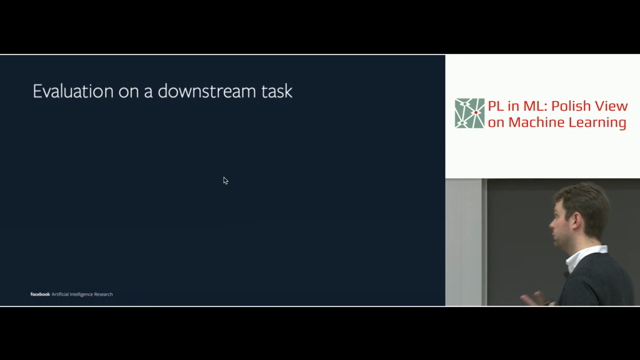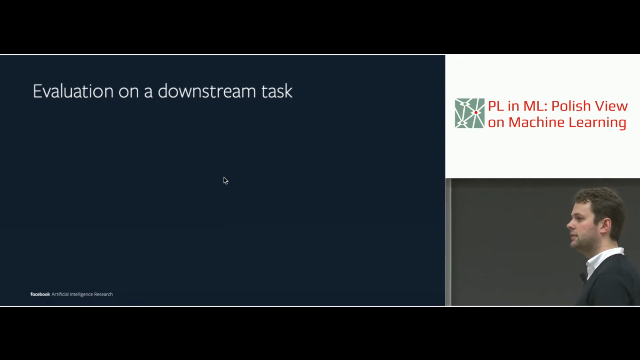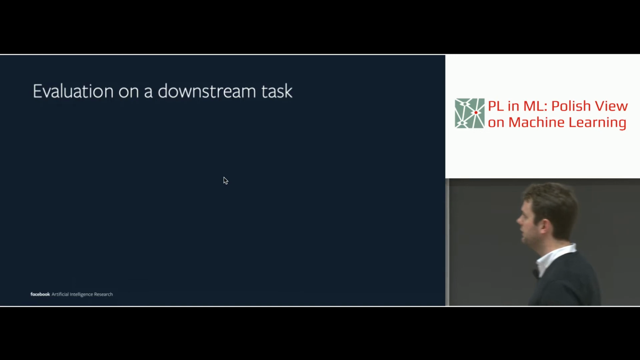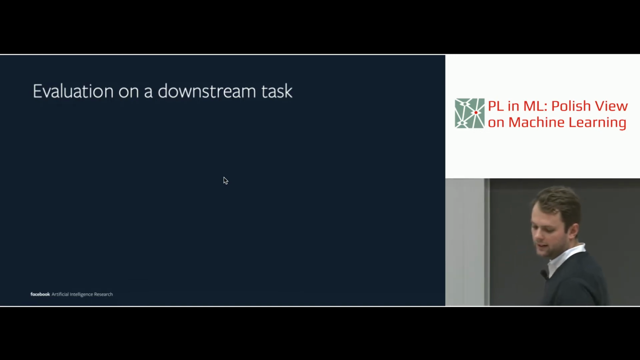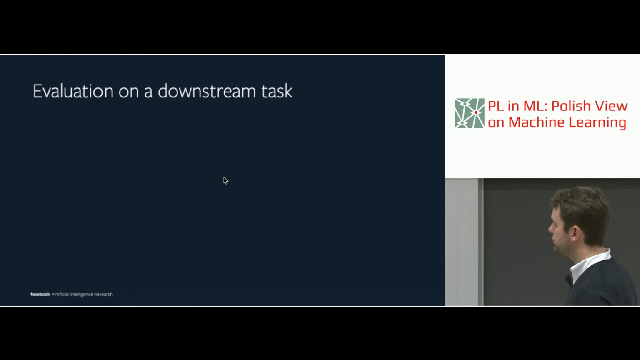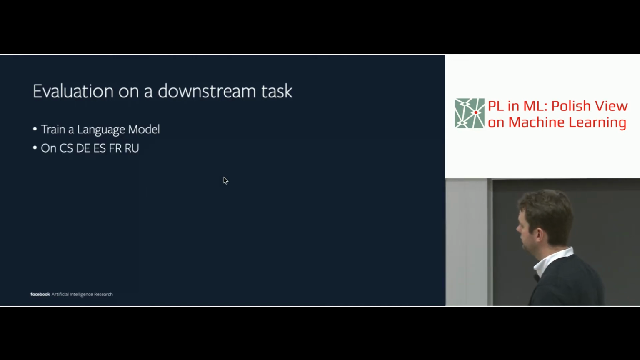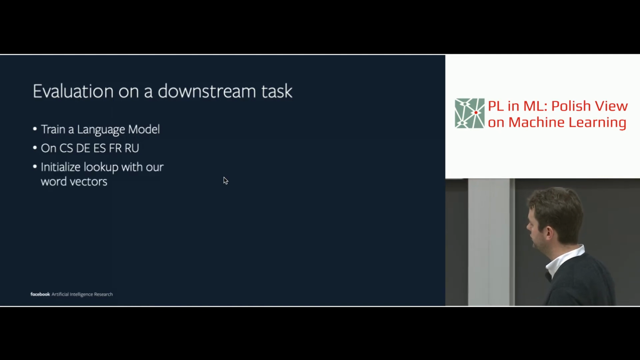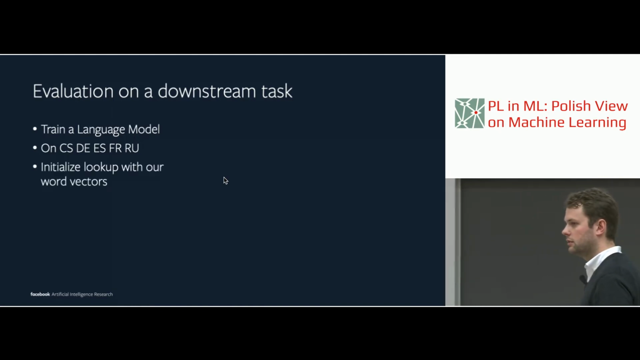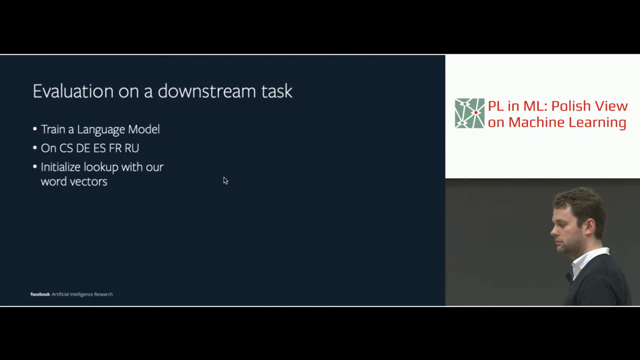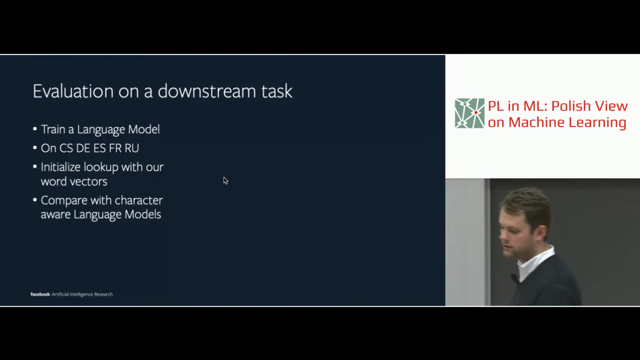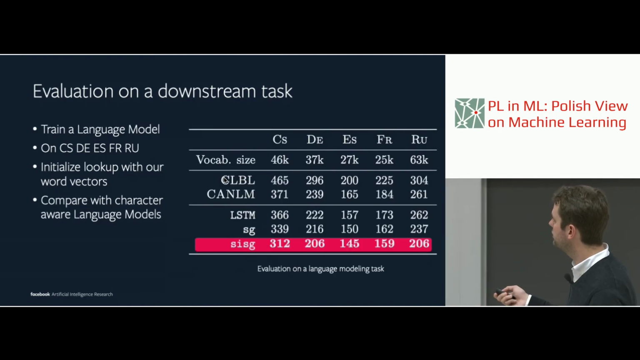So the thing that people in the NLP community say is that these intrinsic evaluations based on word similarity, word analogy don't mean anything. They're useless, and you should evaluate on downstream tasks, on tasks you're really interested in, for which you're going to use your word vectors. So we trained an LSTM language model on Czech, German, Spanish, French, and Russian by initializing the lookup table in the language model with our vectors, and we compare with some state-of-the-art character-aware language models.